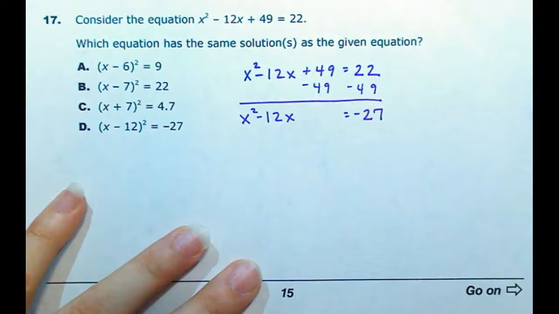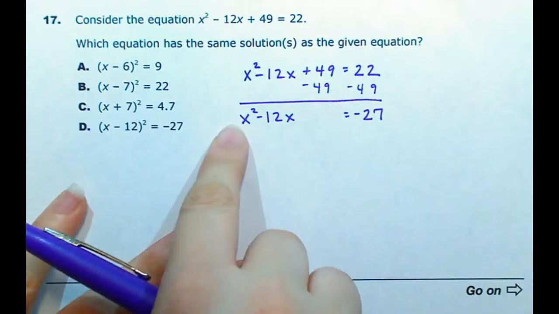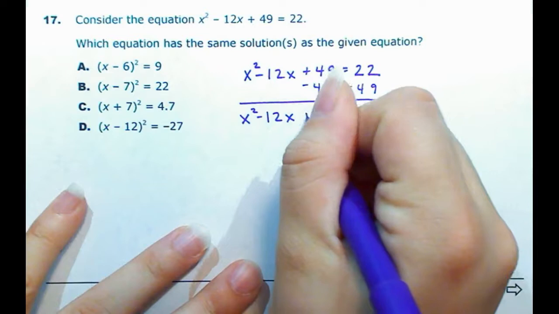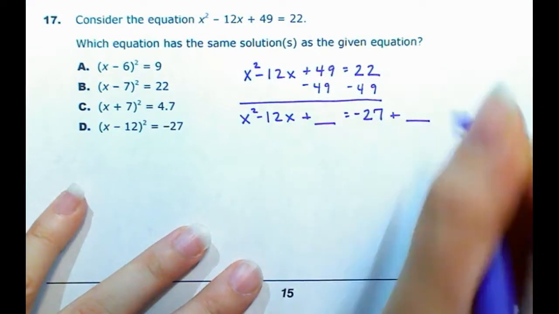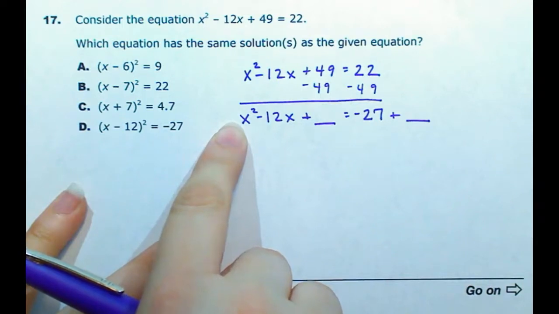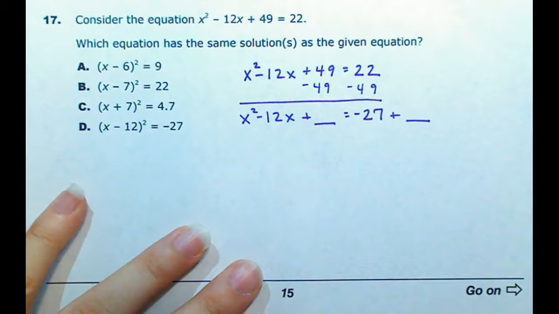Okay? So now the next thing we need to do is we're going to actually have to add something. So the first thing I want to do before I do that is check to make sure this is set up correctly. So does the x squared have a coefficient of 1? Yes, the x squared has a coefficient of 1. Now, we're going to add something to both sides. If this had not had a coefficient of 1, I would have had to divide everything by whatever that number is. But since it's set up as 1, we're good.